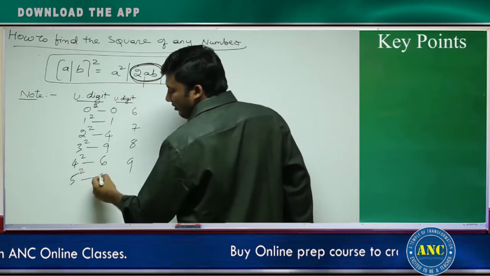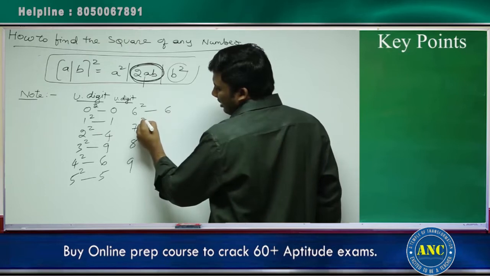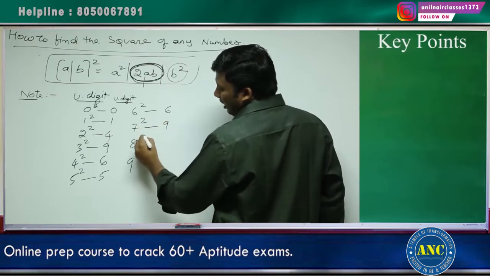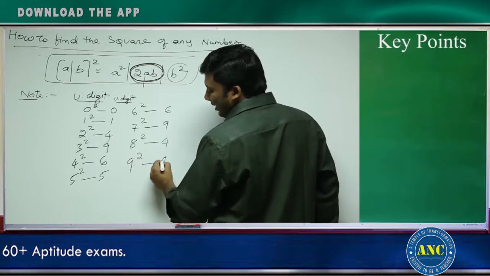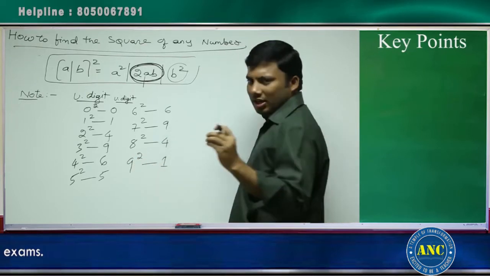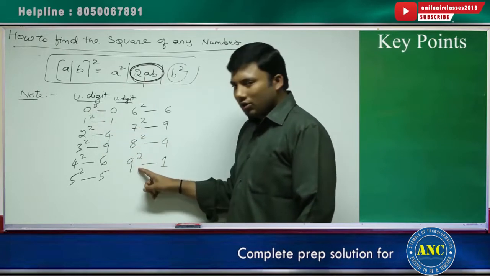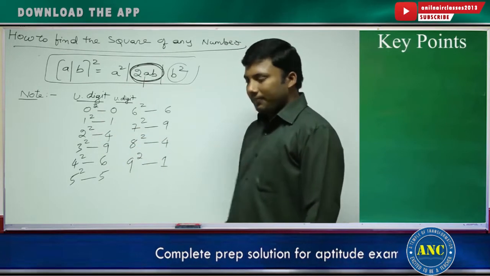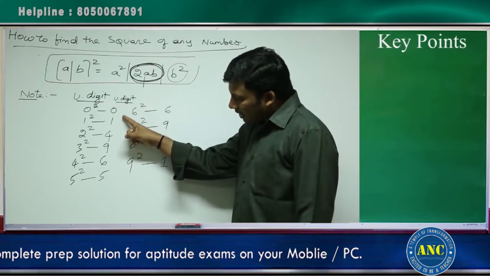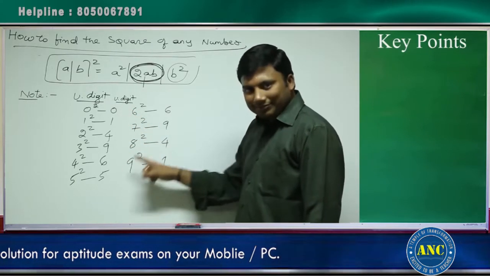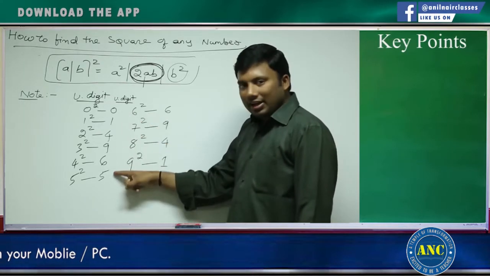5 square 25, 5. 6 square 36, 6. 7 square 49, 9. 8 square 64, 4. 9 square 81, 1. You take any natural number. Any natural number will end with the unit digits from 0 to 9. Observe carefully. After squaring, the unit digit of the resultant, does it have 2 at the end? 3 at the end? 7 at the end? 8 at the end? No.